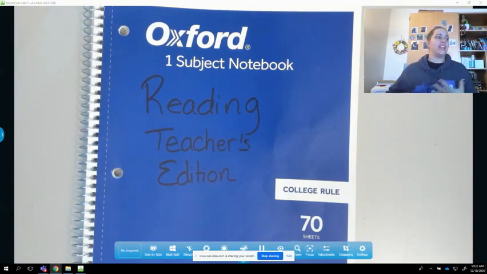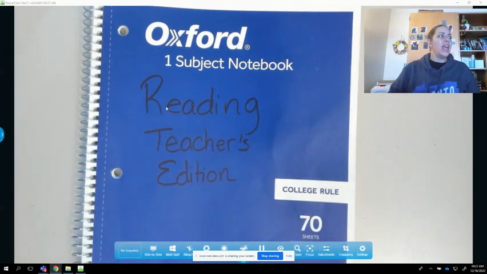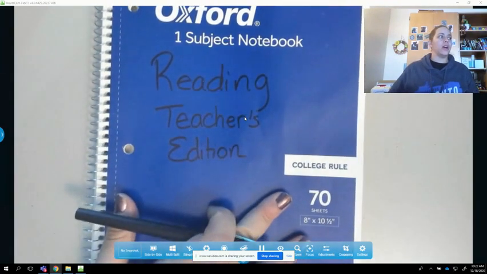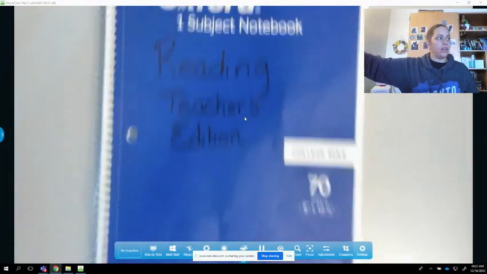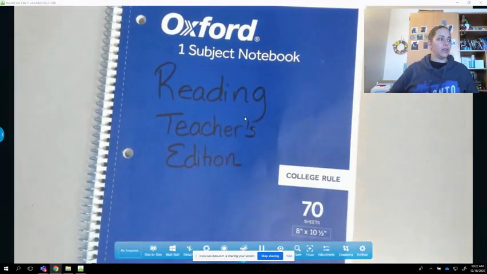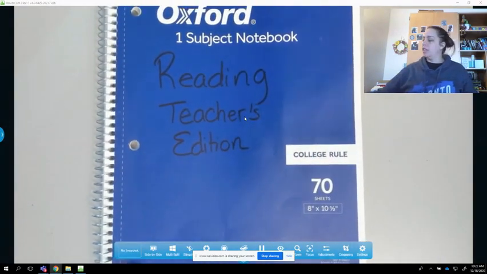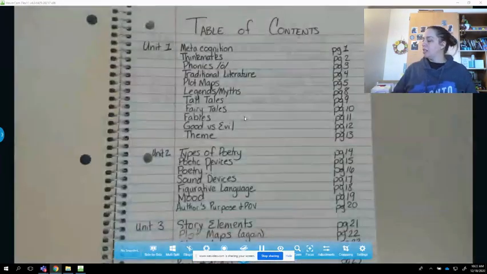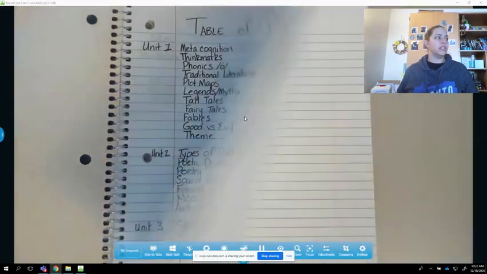We are getting ready to start our reading section. So you need to go ahead and grab out your reading notebook. I'm going to actually make this just a little taller. There we go. See a little bit more of it. And we are starting, of course, in our table of contents.